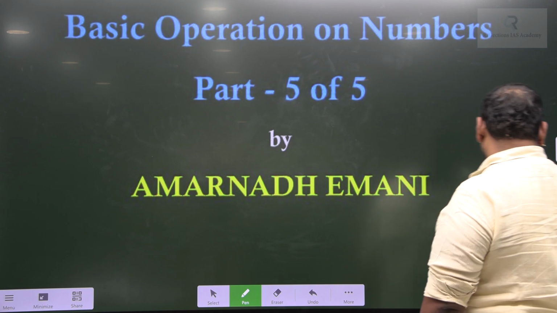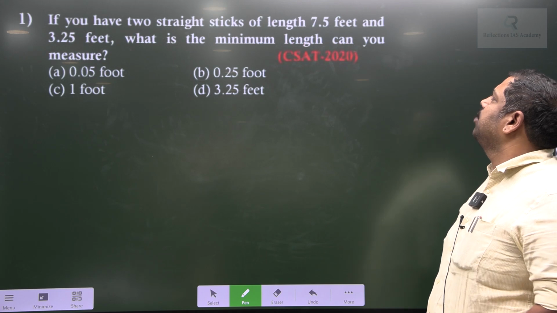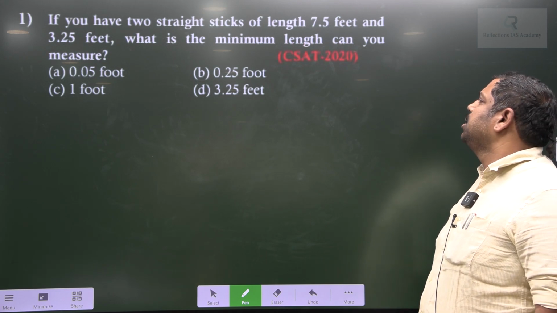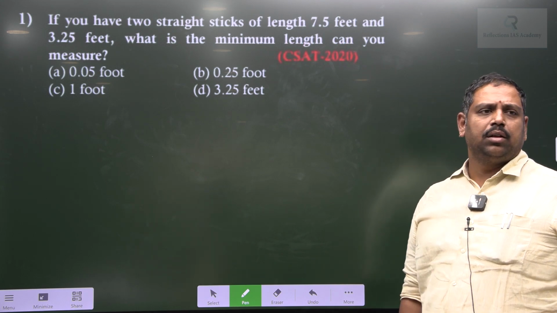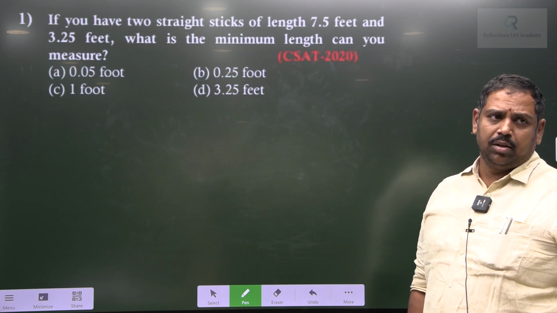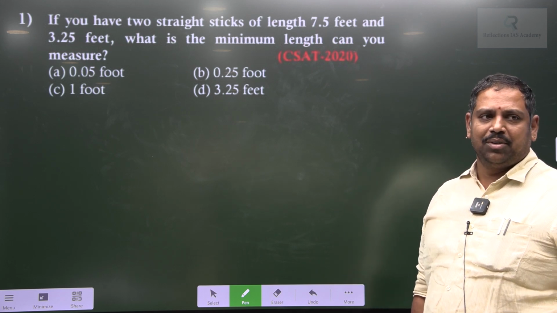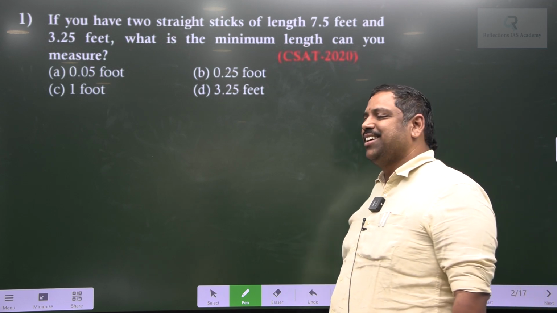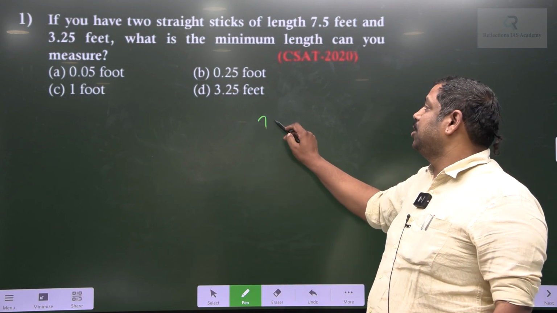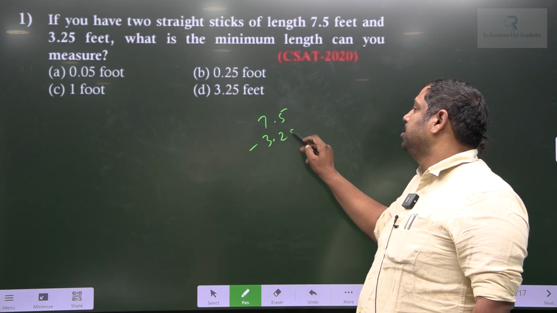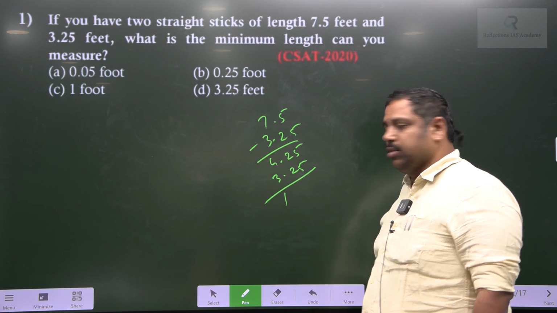So basic operations, last part this is. You have two straight sticks of lengths 7.5 feet and 3.25 feet. What is the minimum length you can measure? What's the answer that you got? 1 foot you got. What about others? 0.25? How? Just subtract this. Good. How you subtracted? 7.5 minus 3.25. Okay, good. So you got 4.25. Further 3.25, you are getting 1 foot.